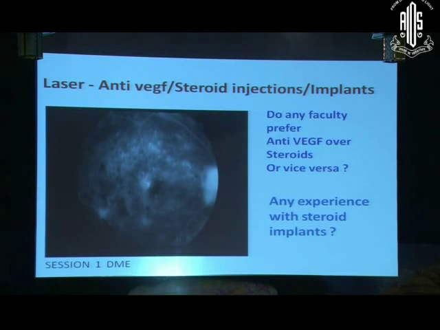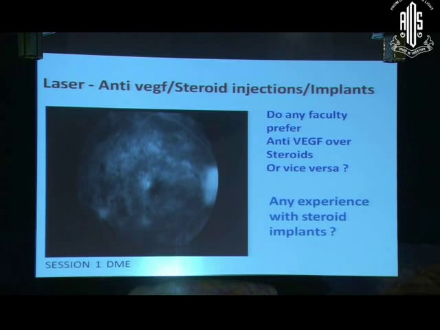No, sir. I think the first line of management is anti-VEGF. Okay. Show me. I tend to use steroid, but not as an injection, as a slow release implant. Is it your first choice in certain situations, not in all situations? In the large majority of patients, what is your first choice? Anti-VEGF or steroid? In the large majority, it is always anti-VEGF.